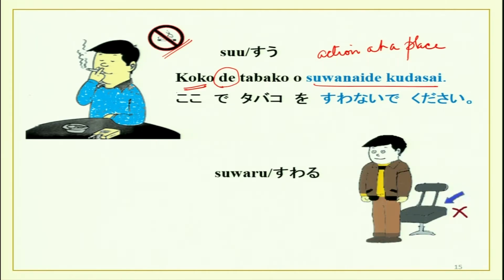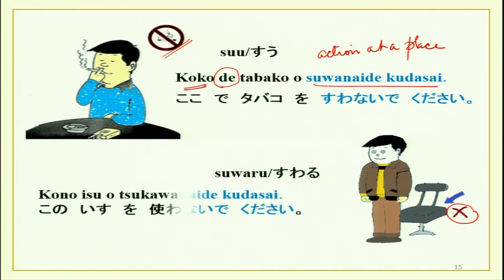Then suwaru is to sit. Maybe the chair is broken, so very clearly written that kono isu o tsukawanai de kudasai. Please do not use this chair. Tsukau is to use. Tsukawanai de kudasai. Please do not use. This is to sit because it's a chair.